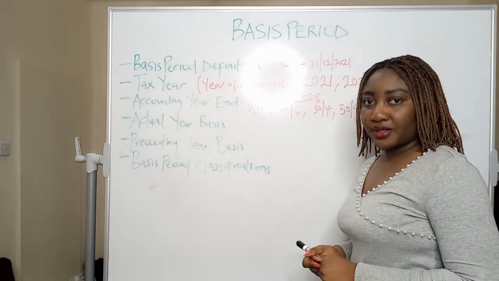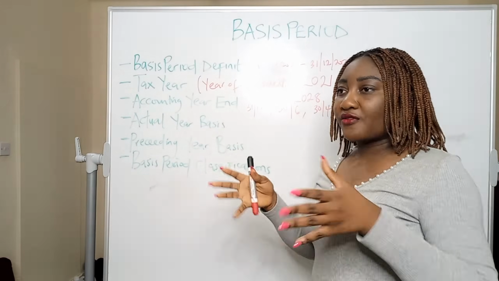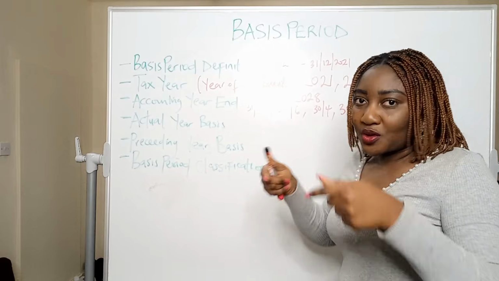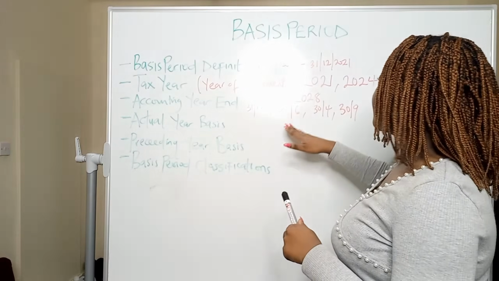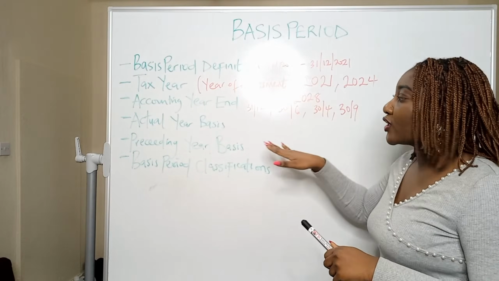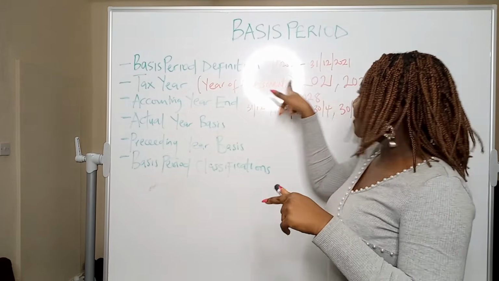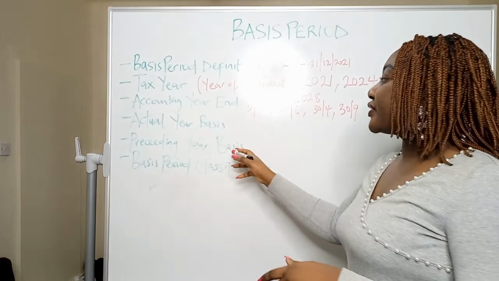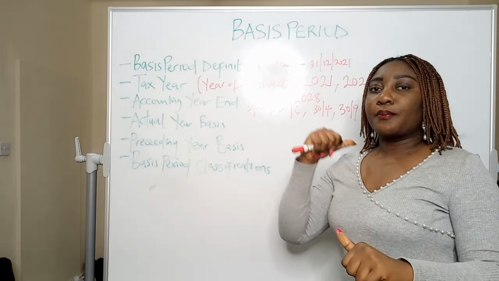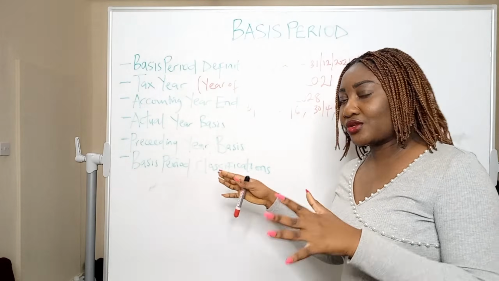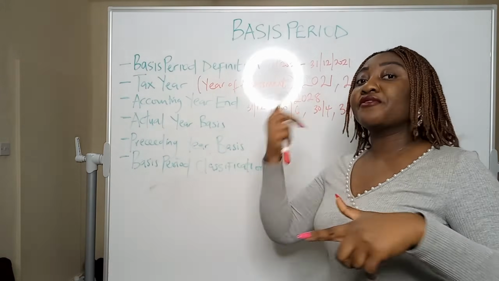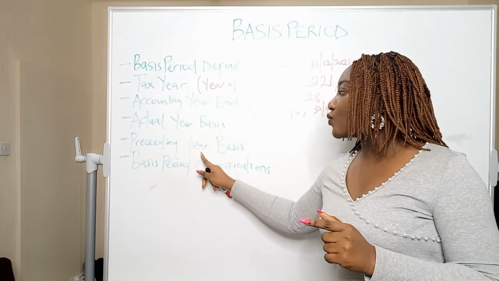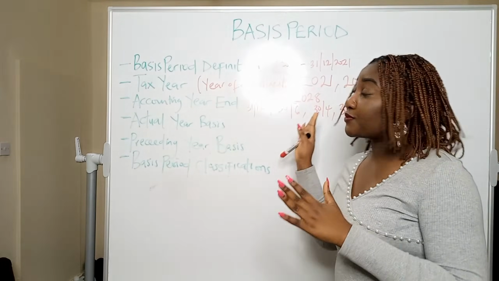Now, actual year basis is a basis of assessment that looks at the actual year, like government year. So if you say 2021 tax year on actual year basis, it will be on that year exactly. That is January 1st to 31st December. Preceding year basis, the next one, is the previous year. So these are just a few terminologies that you need to understand. That's what it means, and this is what we use here in basis period.